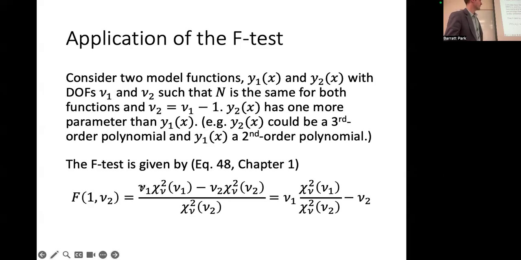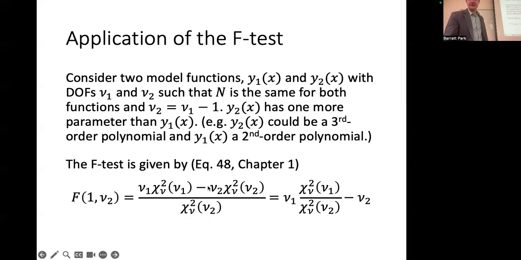So you take the number of degrees of freedom for, in our case, the quadratic fit, and multiply by the reduced chi-squared value for the quadratic fit. Then you're going to subtract the number of degrees of freedom in the cubic fit, right? So the fit that has more fit parameters, so a smaller number of degrees of freedom, times the reduced chi-squared value for the second fit, right? The one that has more fit parameters, divided by the reduced chi-squared for the second fit.